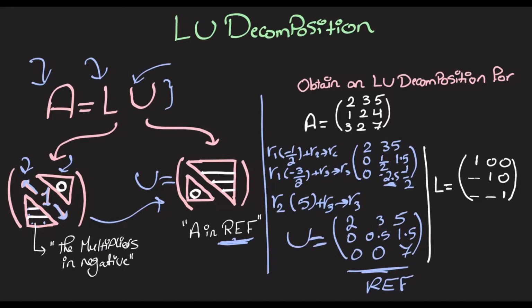And to find L, it's pretty straightforward. To get this element of U, we basically multiply the first row by -1/2, so this becomes 1/2. We always take the opposite sign. To get this element, we multiply the first row by -1.5, so this becomes 1.5. And to get this element, we multiply the second row by 5, so this becomes -5. So this is the unitary lower triangular matrix that we're talking about, and this is U.